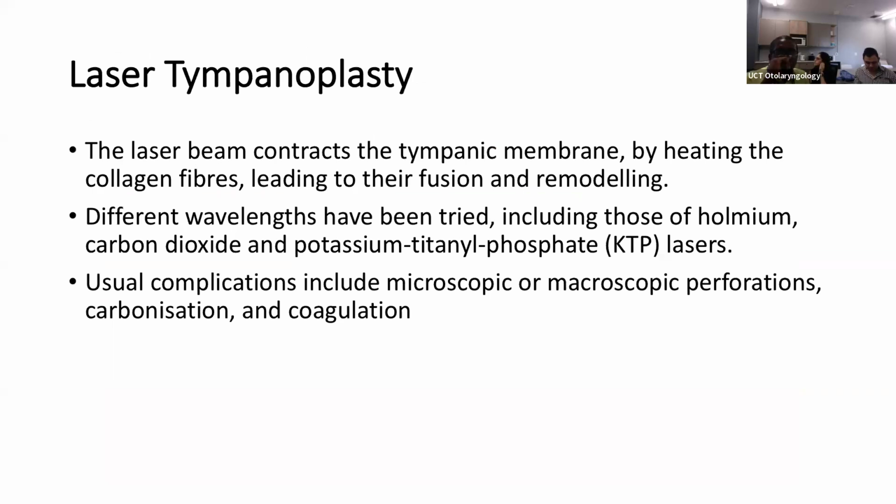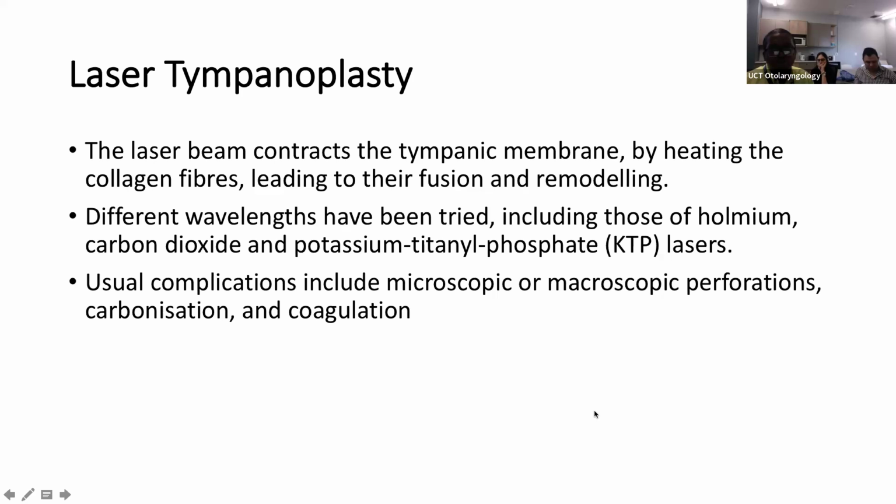Then there's also the laser type of tympanoplasty. The laser beam is said to contract the tympanic membrane by heating the collagen fibers, leading to their fusion and remodeling. And different wavelengths have been employed. They said the usual complications with these are microscopic and macroscopic perforations, carbonization, and coagulation that can happen.